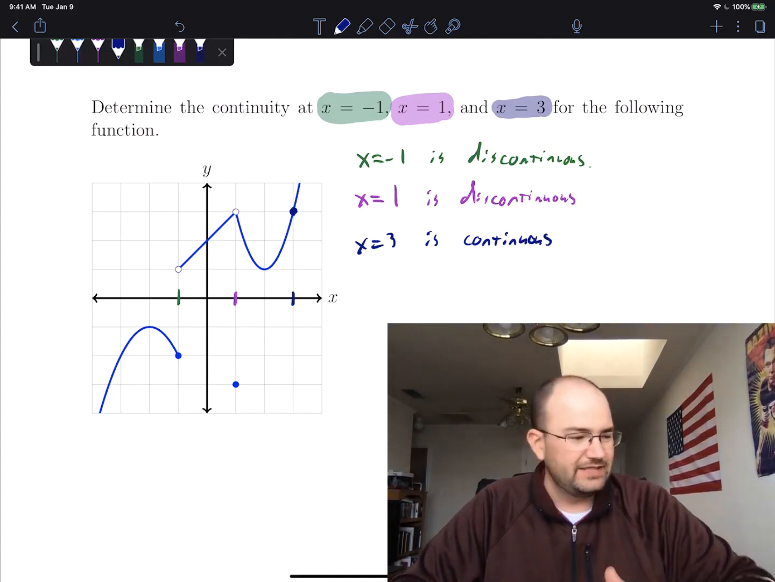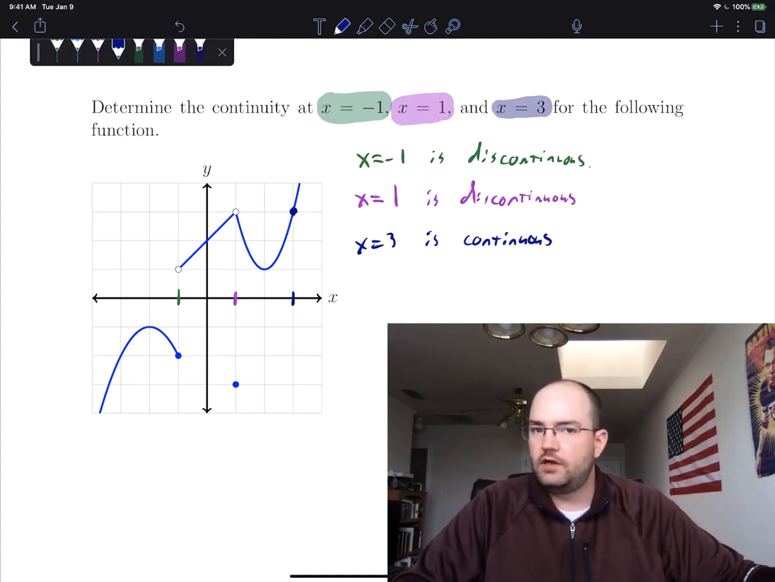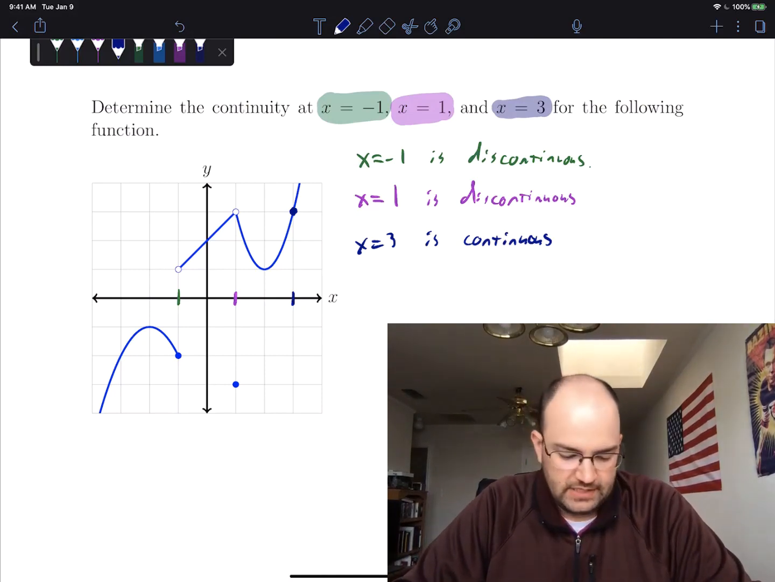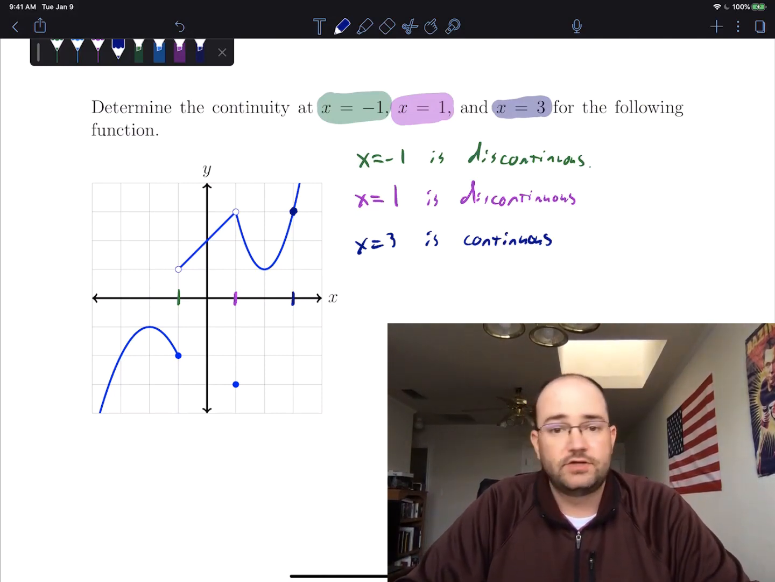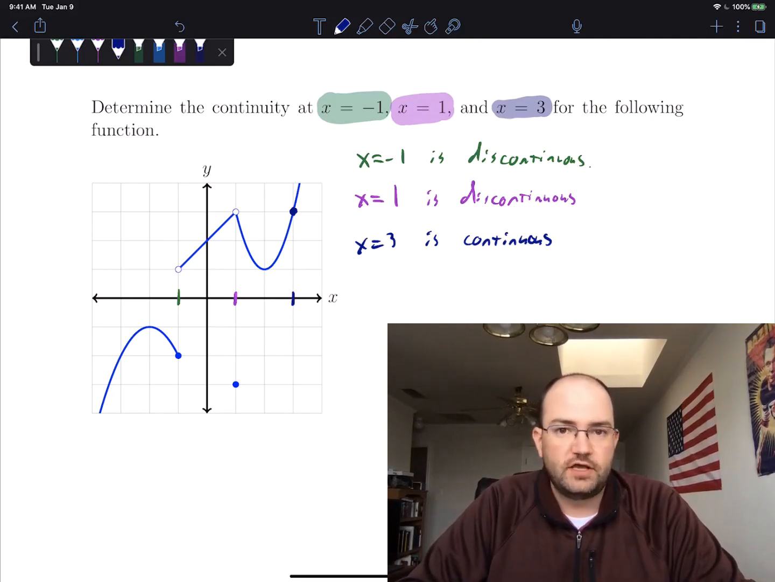Okay, and that's just a vague understanding of what continuity is. As I said, in the next section, we will actually formalize this a little bit more using actual definitions of continuity. But for now, this is enough.